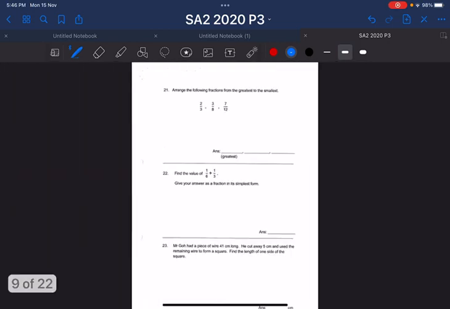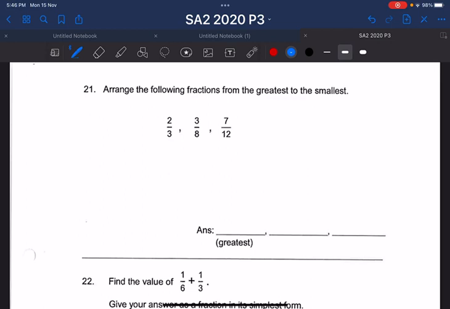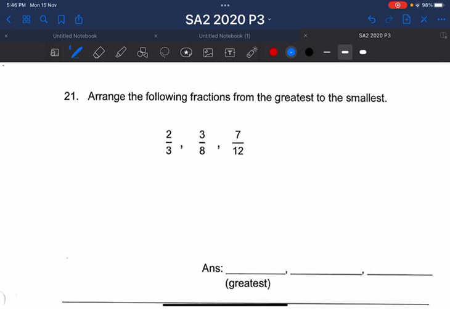Right, now we're going to take a look at question number 21. Question 21, you are supposed to arrange the fractions from the greatest to the smallest. Now there are a few ways to do it. You can either change all the numbers below to the same number. Another way is you can always change the numbers on top to the same number.